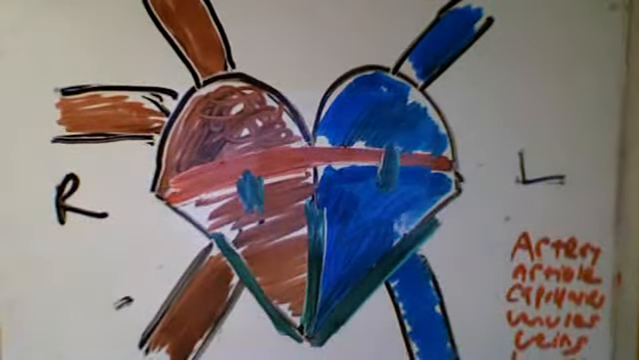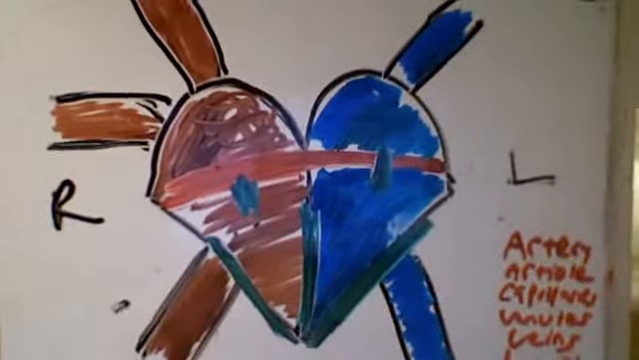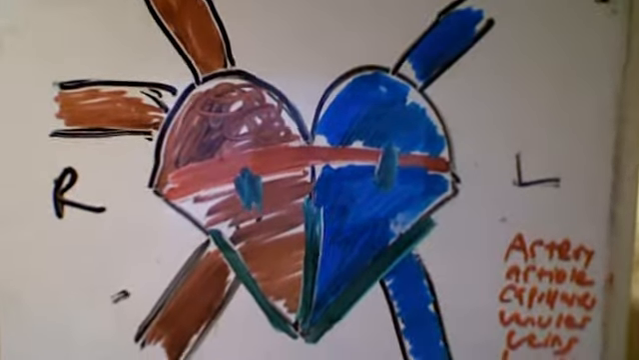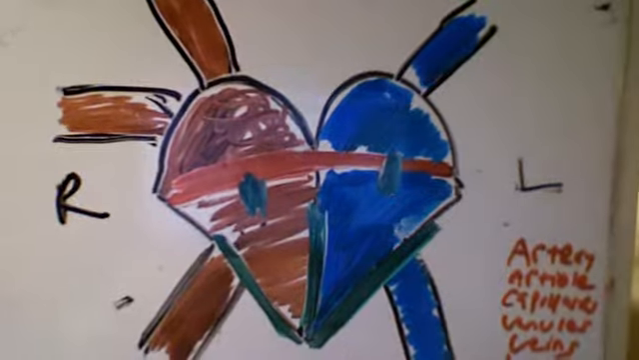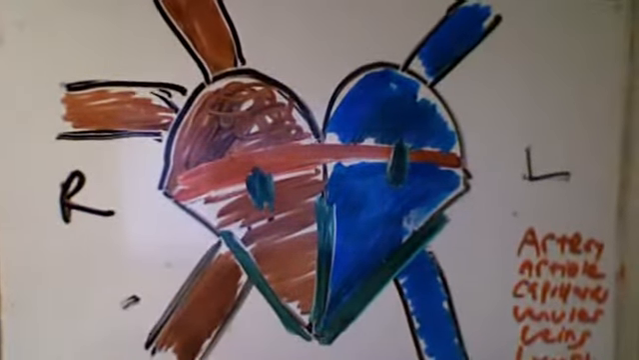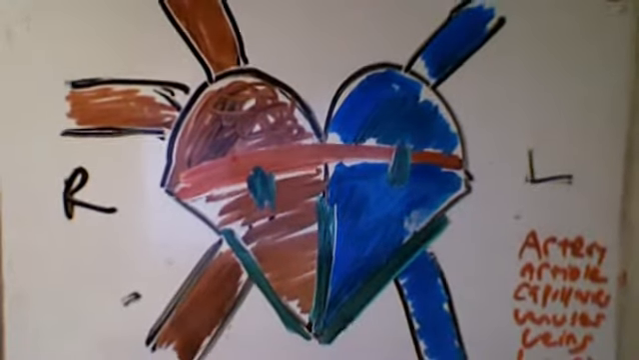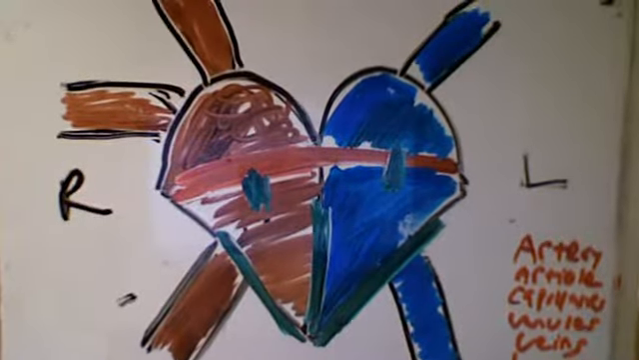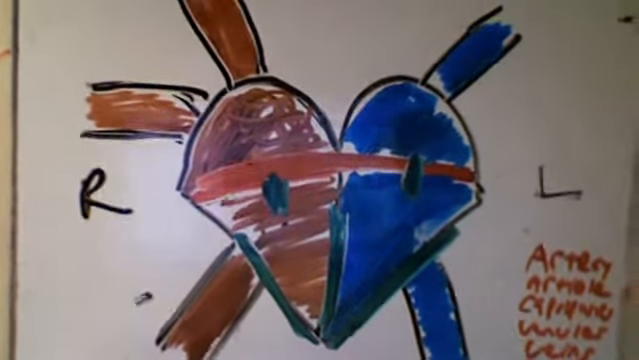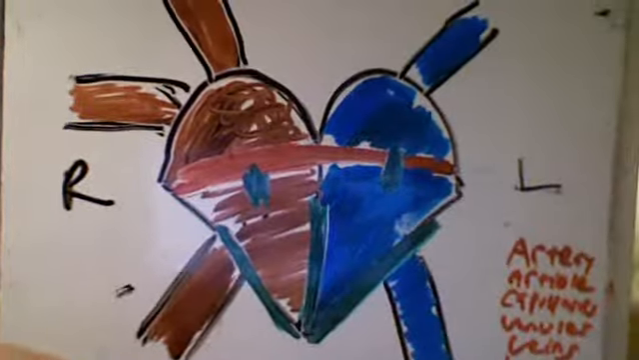The colors marked in brown or dark red represent deoxygenated blood, which means blood that contains little or no oxygen. The blue represents oxygenated blood, or blood high in oxygen. So let's begin with the transportation of the heart.